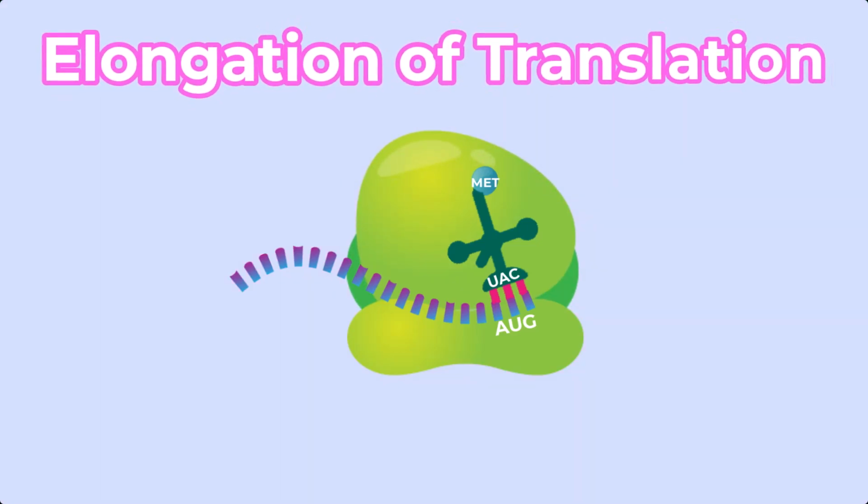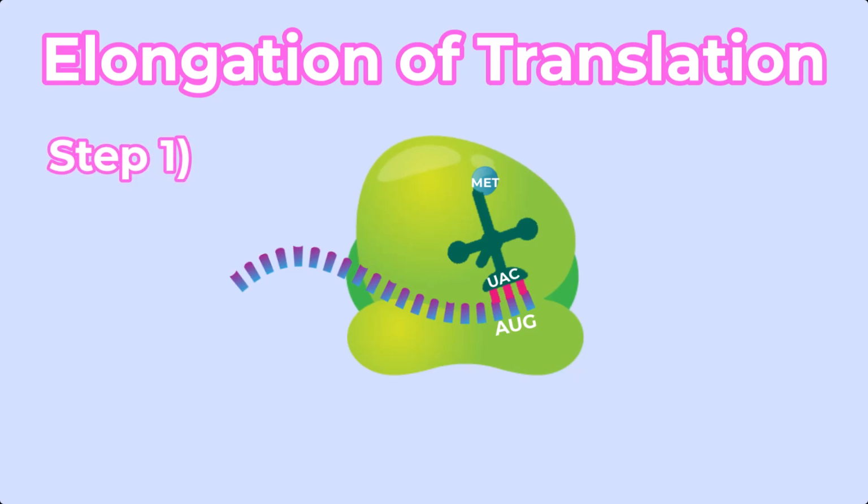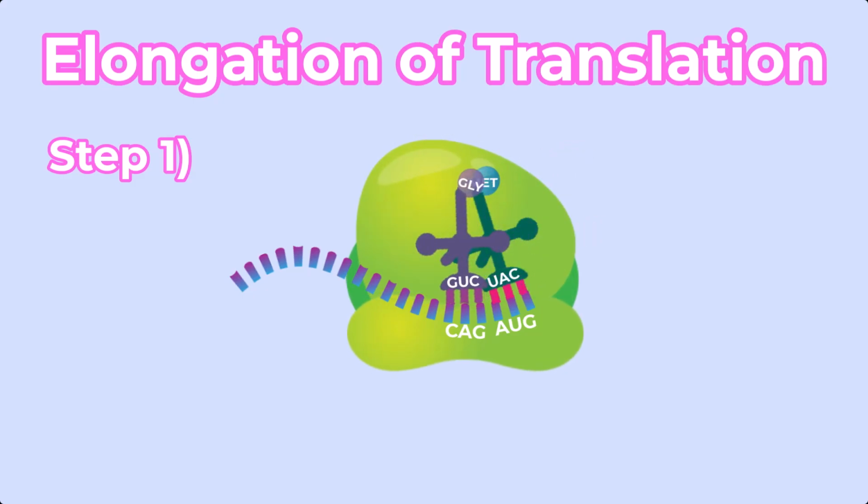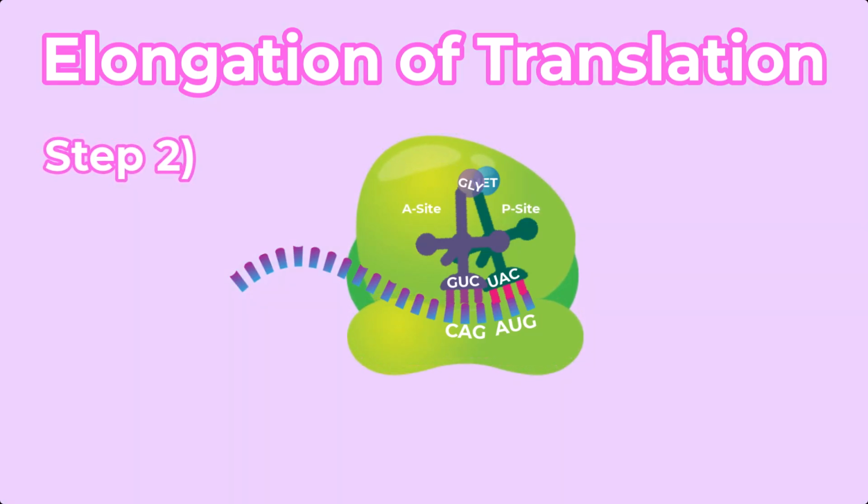Next, we have elongation. Step 1 of elongation is when the anticodon of an incoming tRNA molecule carrying its amino acid pairs with the mRNA codon at the A site of the ribosome. In step 2, the polypeptide leaves the tRNA in the P site and attaches to the amino acid on the transfer RNA in the A site. The ribosome creates a new peptide bond. Now, the chain has one more amino acid codon in the A site of the ribosome.